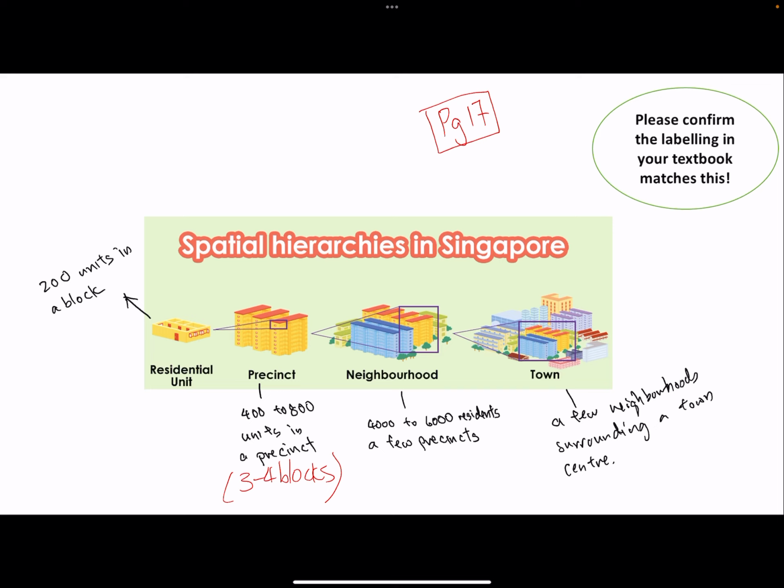Now, this data here, I have it on my slide. You can scribe it onto your slide if you want to. Otherwise, if you look at your textbook, you will also see this. Okay, you will also see this.